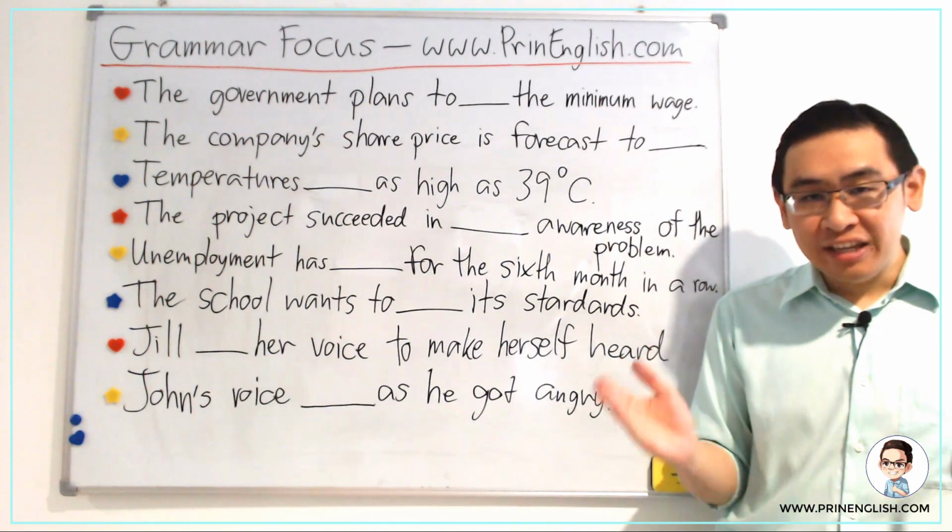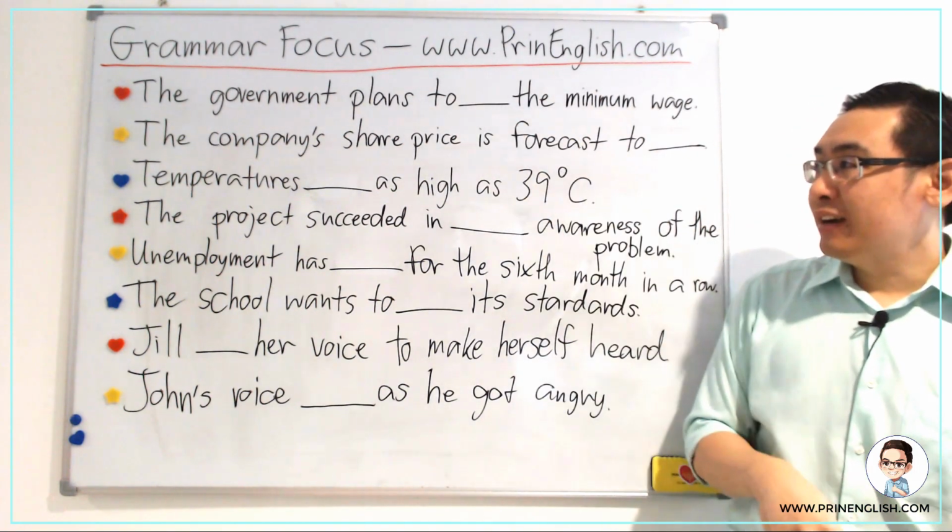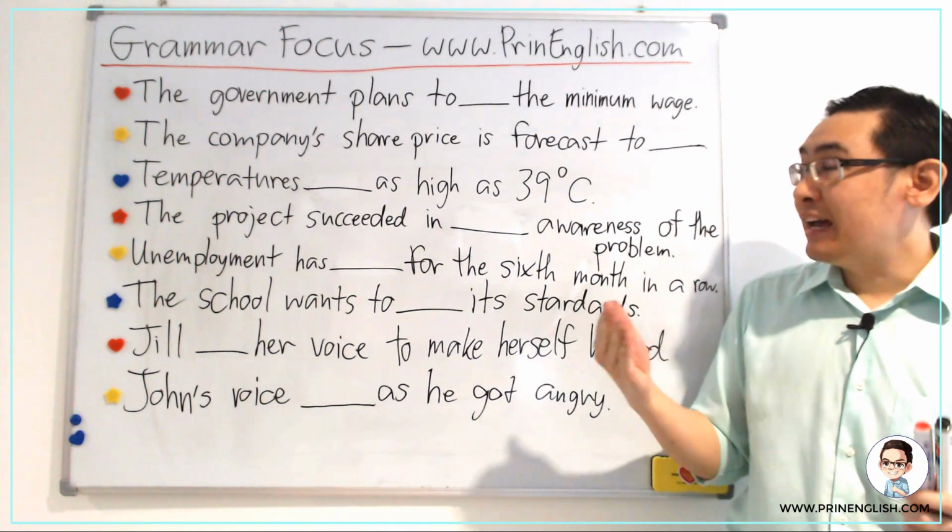Okay, let's look at each sentence together. Let's look at the first one, okay, the one with the red heart. The government plans to ... the minimum wage.